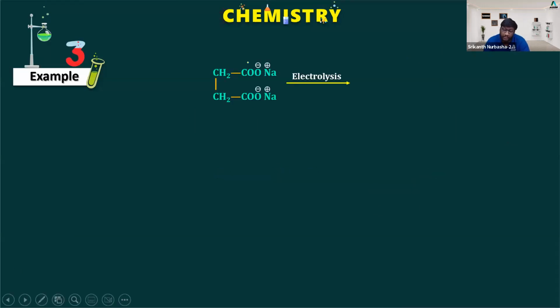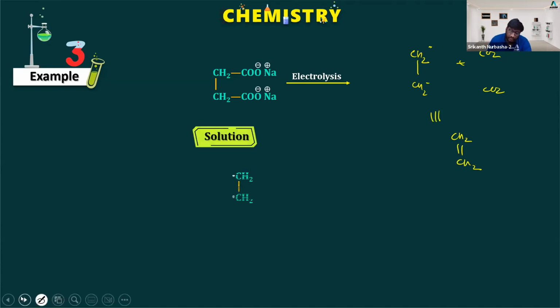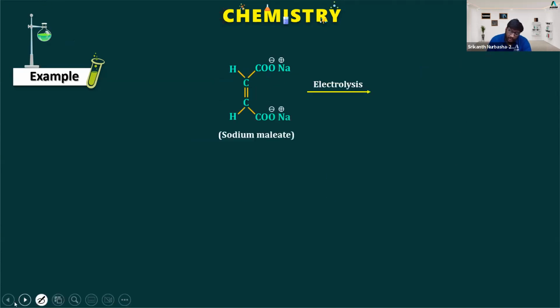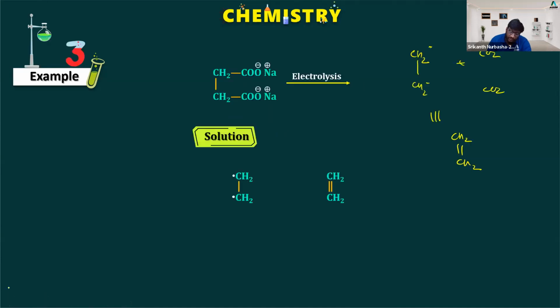Look here. What is the product obtained here? The CH2COO minus, you will get a CH2 dot plus CO2. These will combine with each other to form CH2=CH2, which is nothing but ethene. Ethene is obtained. Yes or no?